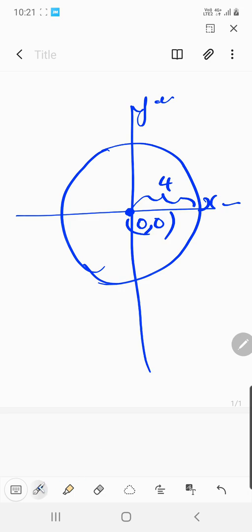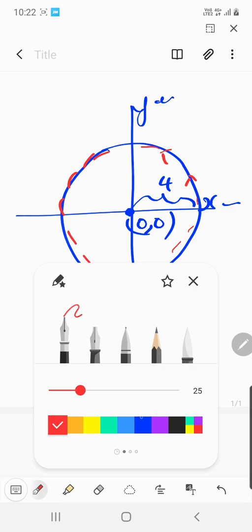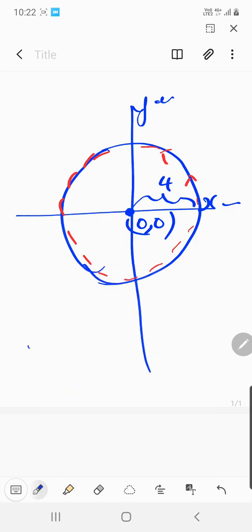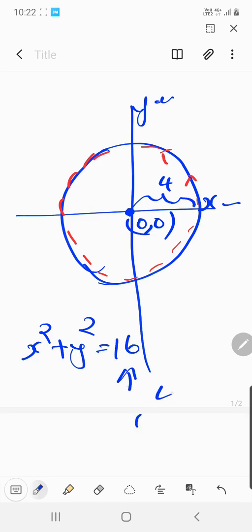So the equation of this circle is x square plus y square is equal to 16, which is 4 square, yeah.